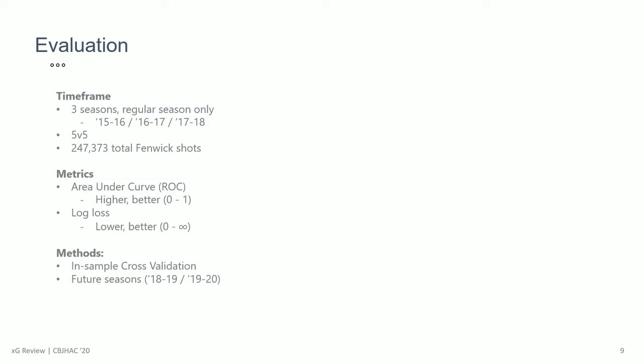And then our methods: in-sample cross-validation. Within our 3-year data set, we take 80% of that data, train the model, see how it works on the other 20%, do that a bunch of times, and aggregate the results. That's how we tune and optimize these. And because we're building these on a couple of years before, we have the 18-19 and 19-20 seasons to evaluate on as well.